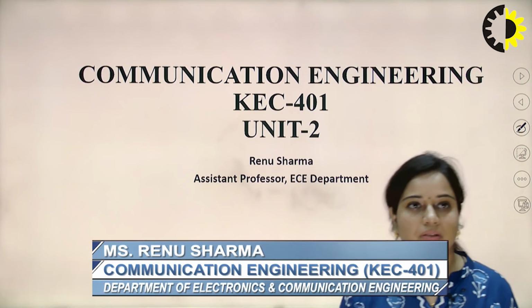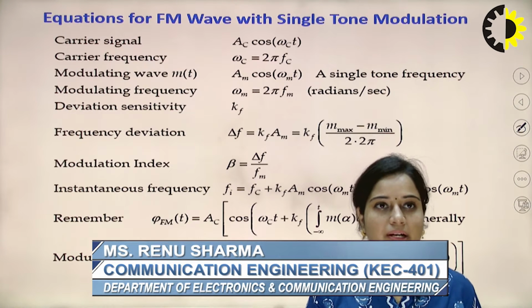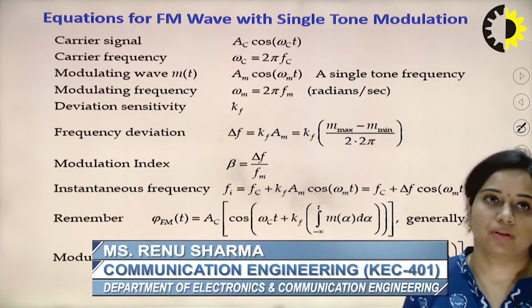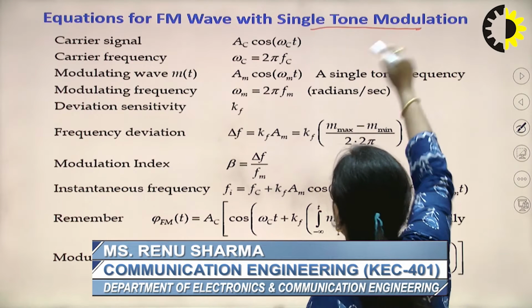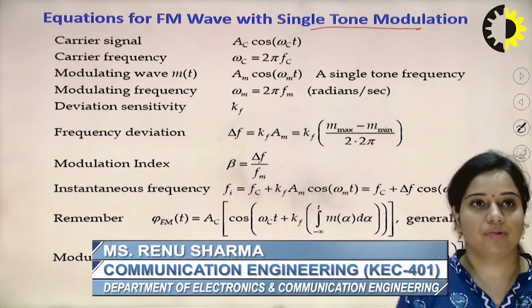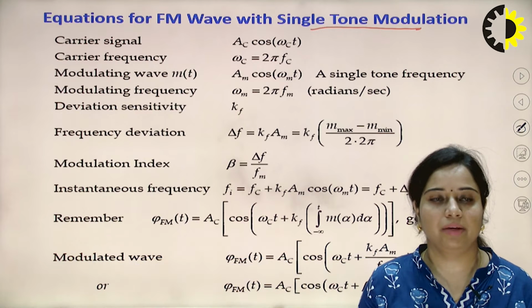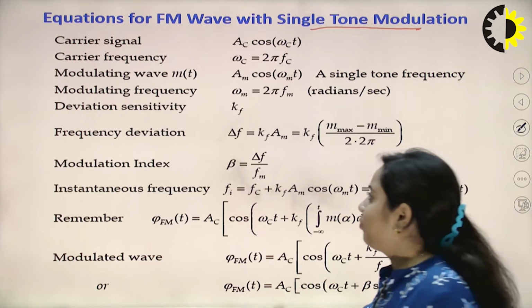Now today we will start with the next part of Unit 2. This is related to deriving equations for FM wave with single tone modulation. So first we will discuss what is single tone modulation. Single tone modulation means that in the message signal there is only one frequency component present. In case of multiple tone, there are more frequency components present in the input signal.